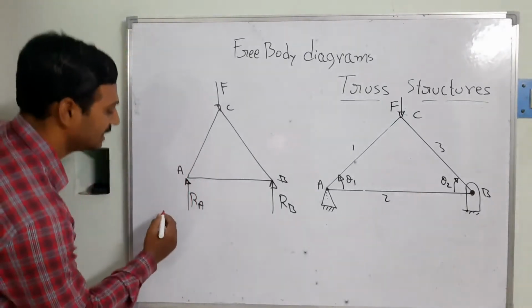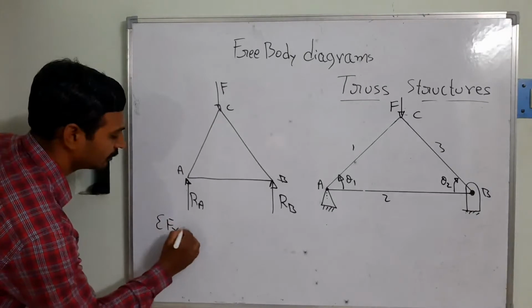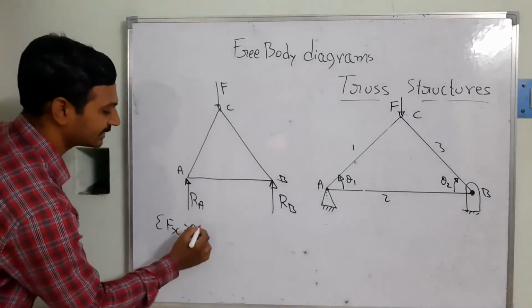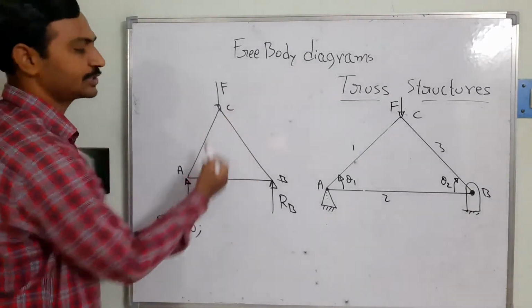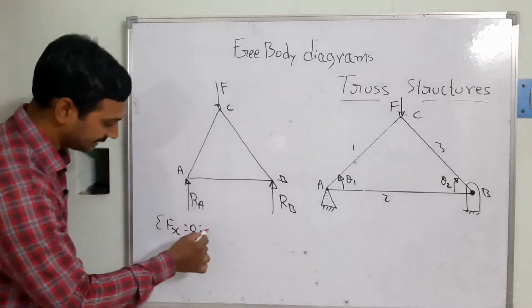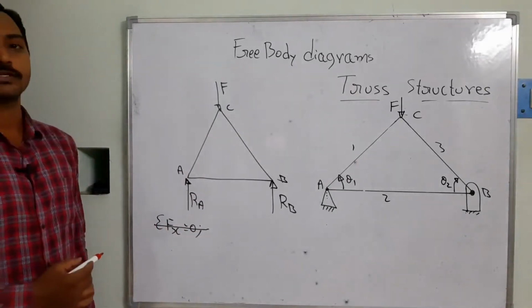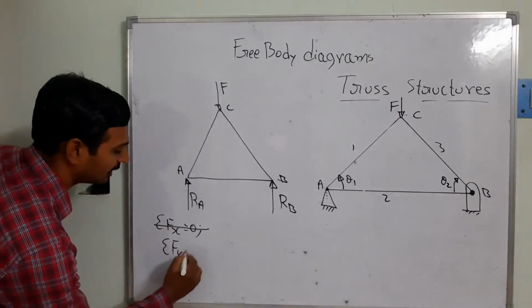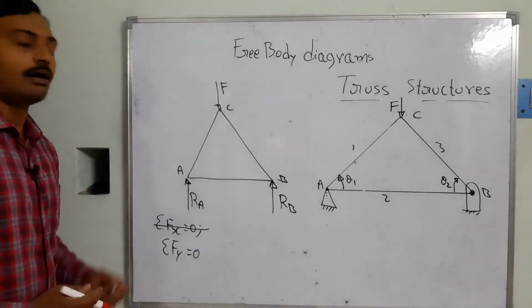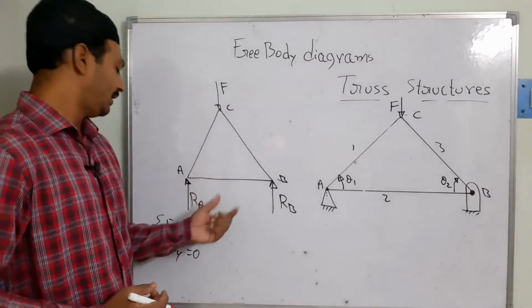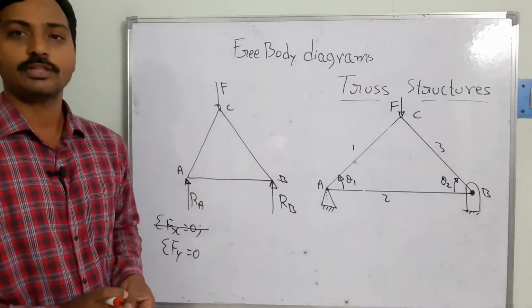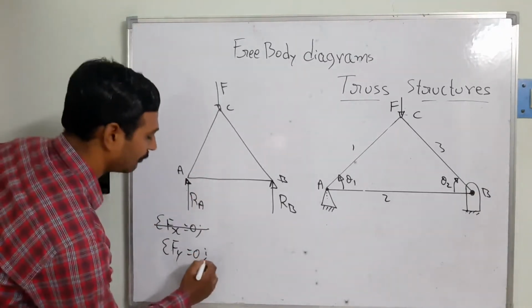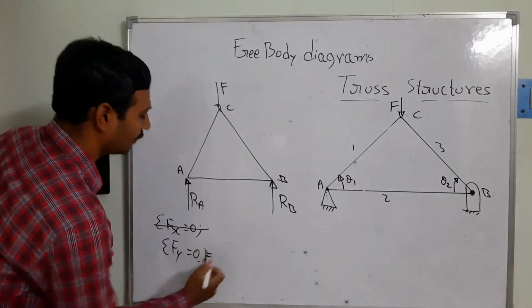That's going to be sigma Fx equal to 0. In this case, can you see there are no horizontal forces in this member. So this equilibrium equation is not required for us. But now what equation will be helpful? That is sigma Fy equal to 0. That means the algebraic sum of the forces acting in the vertical direction is equal to 0 on this member. So I am going to take that over here.